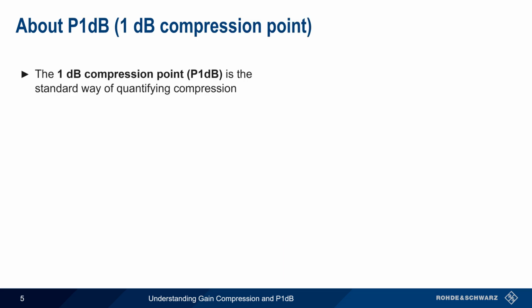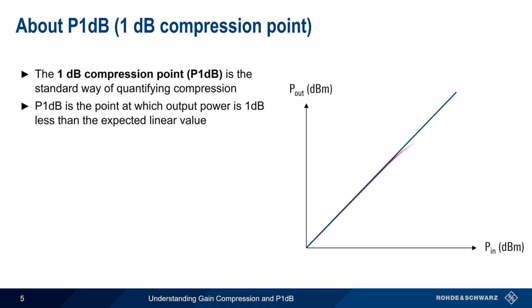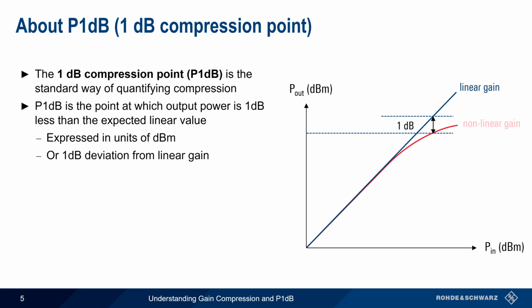The standard way of quantifying compression is using the 1 dB compression point, usually abbreviated P1dB. P1dB is the point at which the output power is 1 dB less than the expected linear value in dBm. Another way of saying this is that P1dB is the point at which there is 1 dB deviation from the expected linear gain. P1dB can therefore be considered as the boundary between a device's linear and nonlinear regions.